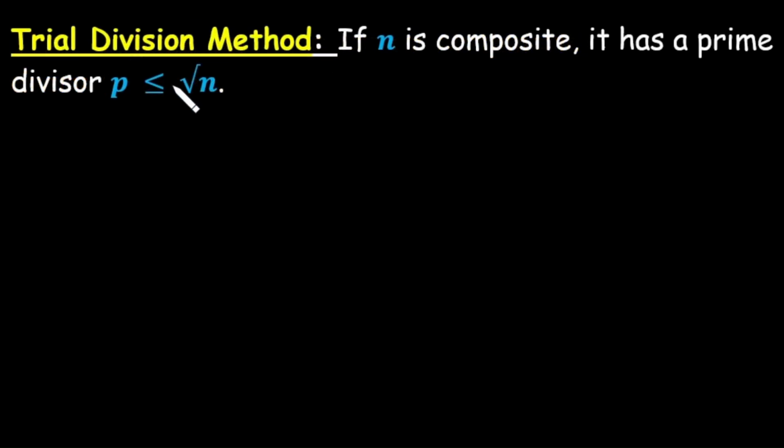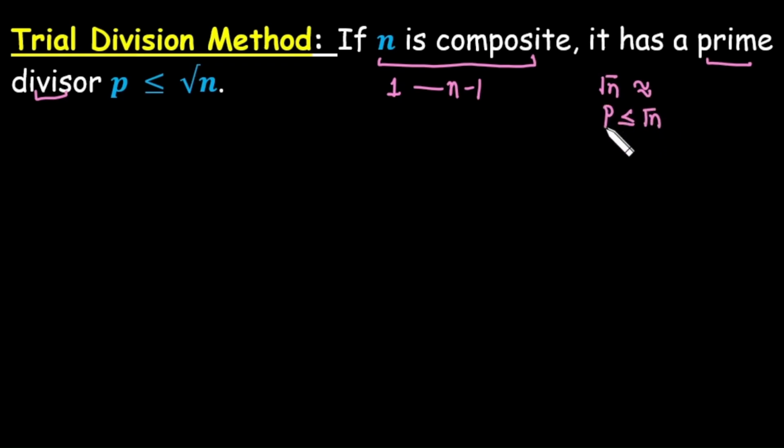Now we have another result that is used to predict whether a number is composite or prime. That is called the trial division method. It says that if n is a composite number, meaning it is not a prime number, then definitely it has a prime divisor that is less than or equal to root of n. What does it mean? If it is a composite number, there is no need to check every number from 1 to n minus 1 to see whether any one of them divides n. Simply find the approximate value of root n, then find the prime numbers that are less than or equal to root n, and if any of those primes divides n, then n is a composite number.